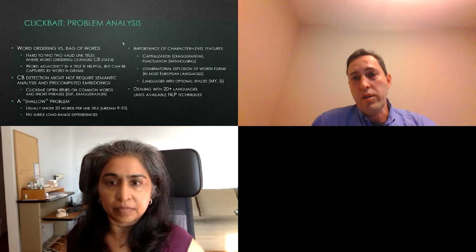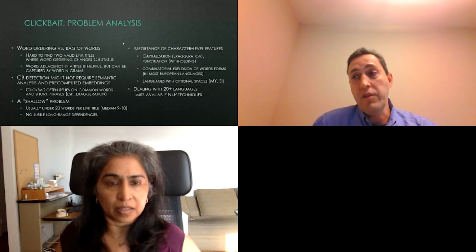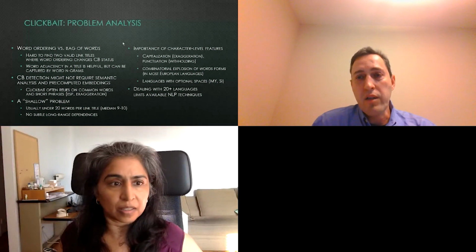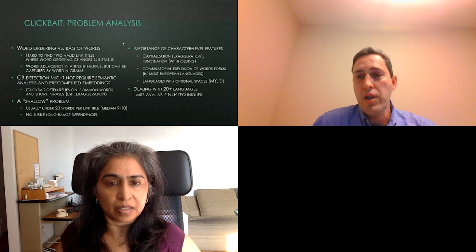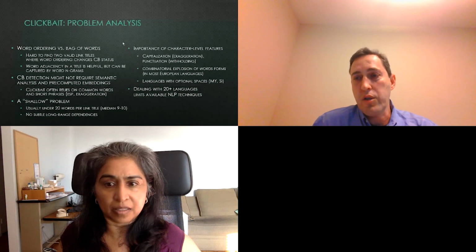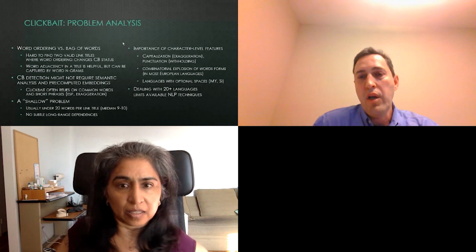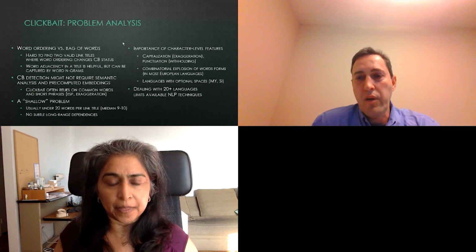Now, what is important is character level features, and some of the deep learning models that we've seen have difficulty combining word level features with character level features. Character level features are important because there are many word forms in most European languages, and there are languages with optional spaces such as the Burmese and Sinhalese languages. And also when you deal with 20 plus languages, this is important. The available NLP techniques such as stemming are limited. You don't have stemming for Burmese and some other languages.